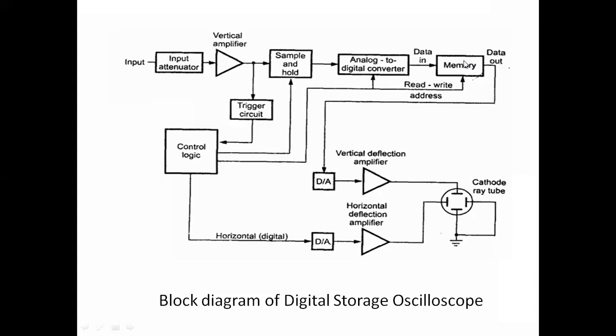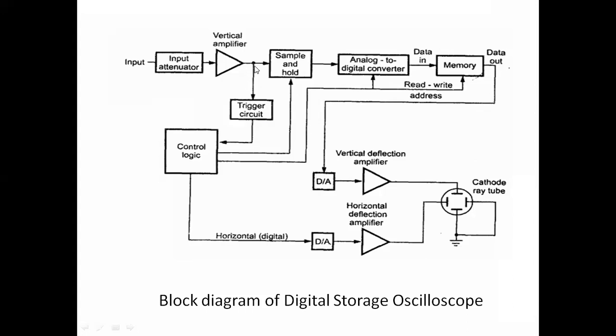That data is applied to the memory to store. For the memory we have to give read and write signals. When the write signal is applied, the data will be written in the memory. When the read signal is applied, the data will be obtained from the memory. The data will be put out from the memory and given to the DA converters.